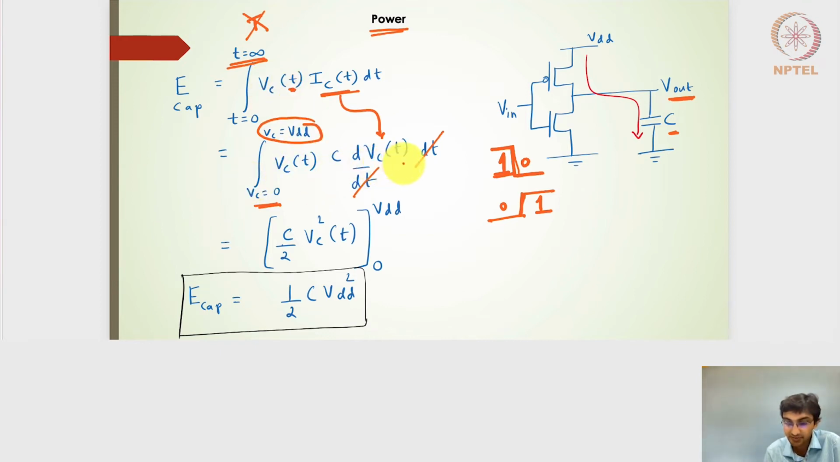If I take those limits, I now have the variables Vc of t and C dVc by dt. This C is a constant, so I can take it out, and then the integral of Vc of t dVc of t will be Vc square of t divided by 2, with limits 0 to VDD. If I put that in, I get one half C VDD square as the energy that is being stored or taken by the capacitor. So this energy is now stored in the capacitor while it is completely charged.